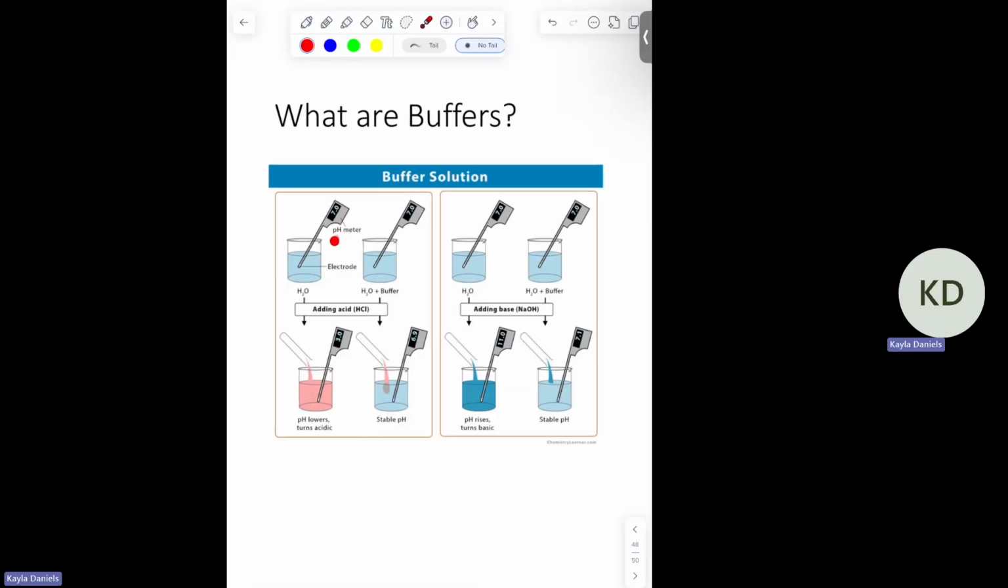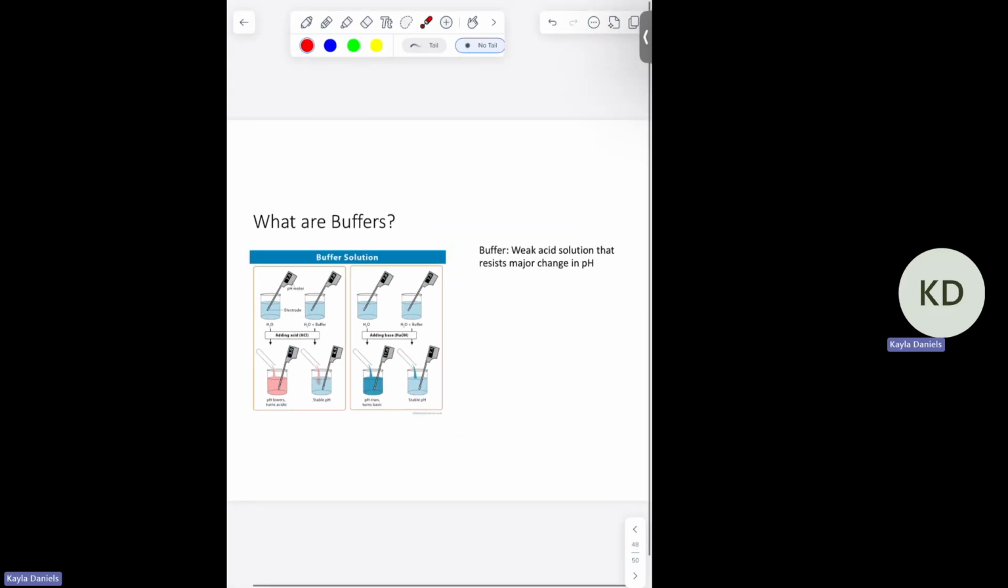pH of 7. When you add HCl, which is an acid, a very strong acid by the way, it goes down to 3. But when we have a buffer and we add this very strong acid, it does go down, but just to 6.9. Same thing over here with bases. So buffers resist major change in pH. Yes, the pH is going to change, but they resist the major changes.